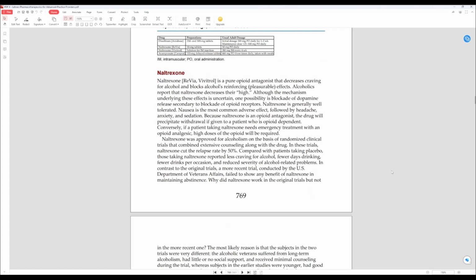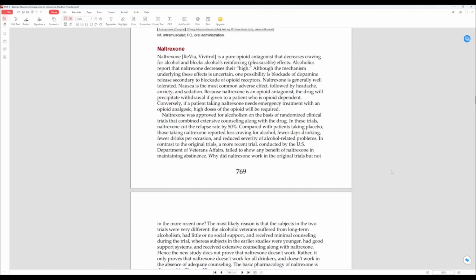So, if we're speaking specifically on naltrexone, or Revia, which is a pure opioid antagonist that decreases cravings for alcohol and blocks alcohol's reinforcing effects. Patients report that naltrexone decreases their high, although the mechanism underlying these effects is uncertain. One possibility is the blockade of dopamine release secondary to blockade of opioid receptors.